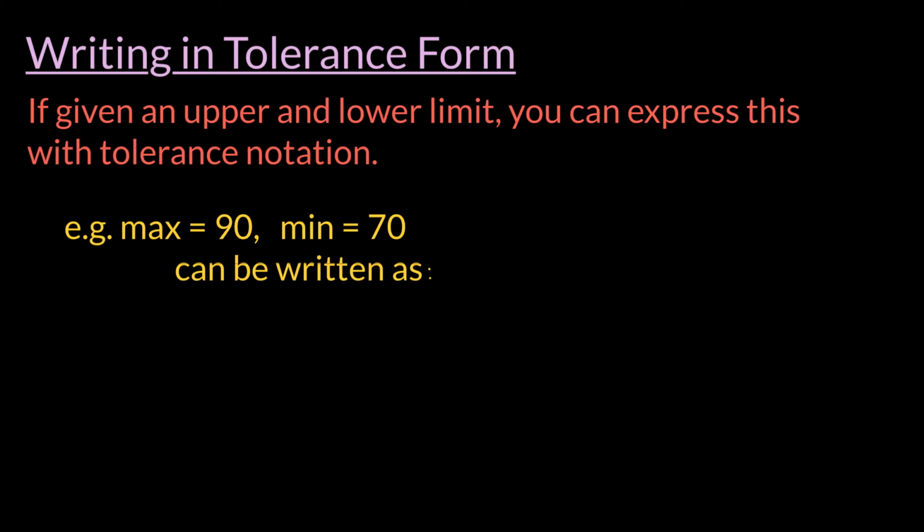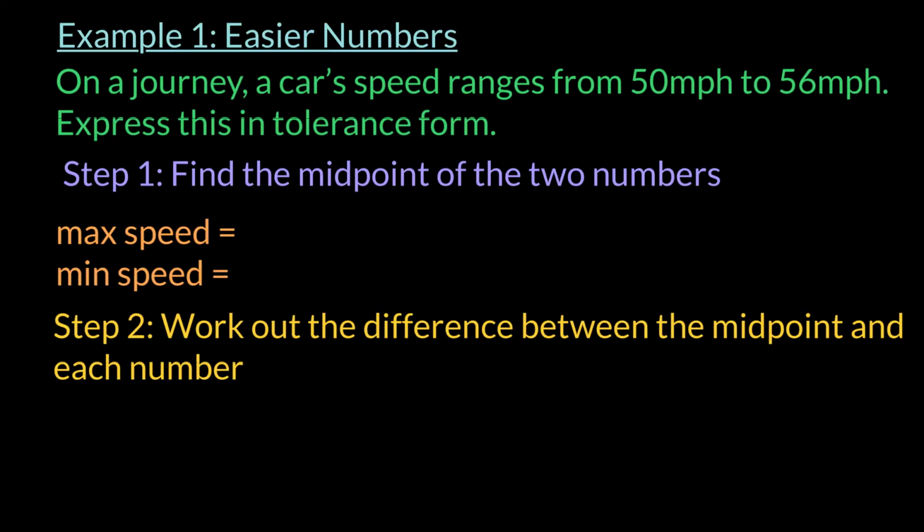So for example, if we have a maximum of 90 and a minimum of 70, that can be written as 80 plus or minus 10. And today's lesson is going to be on showing you how to do that. Because if we have 80 plus 10, we get 90, which is our maximum, and 80 minus 10 is 70, which is our minimum.